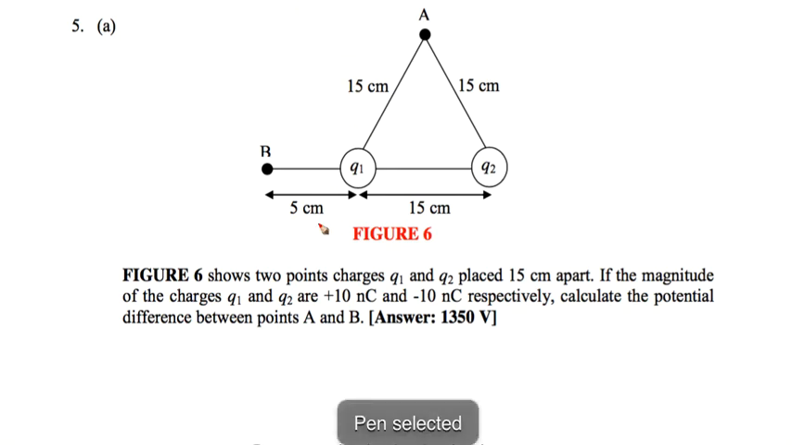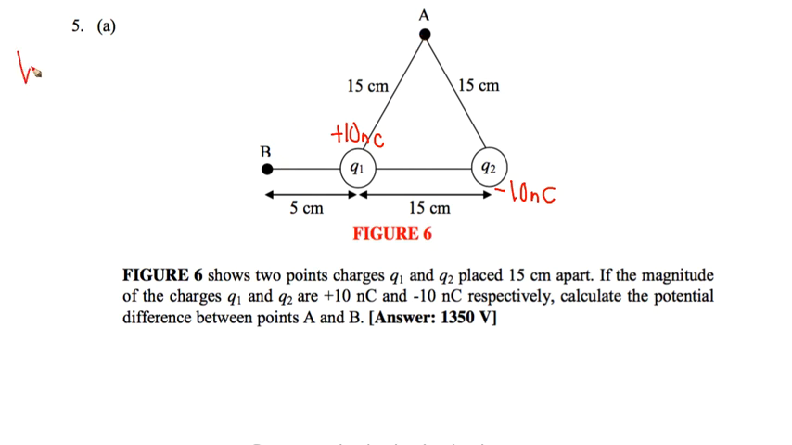Question number 5. The two-point charges Q1 and Q2 are 50 cm apart. The magnitude of charge Q1 is positive 10 nanocoulomb, and Q2 is negative 10 nanocoulomb. Nano is times 10 to the power of minus 9. Calculate the potential difference between point A and point B.